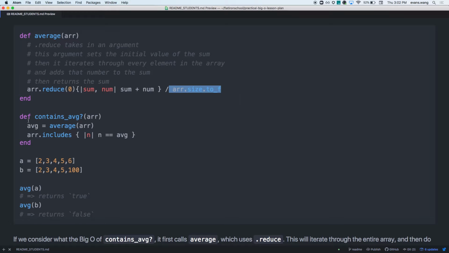So I have another method called contains average, and that takes in an array. So if my average is equal to the average method being run on the array, I simply check to see, does it include, right, is the average inside the array? So far, so good? Nothing wild, right?